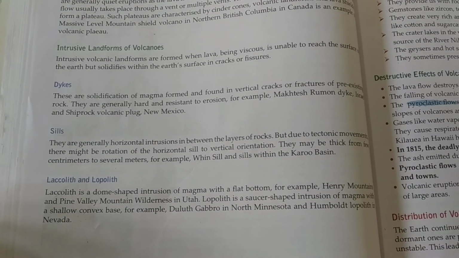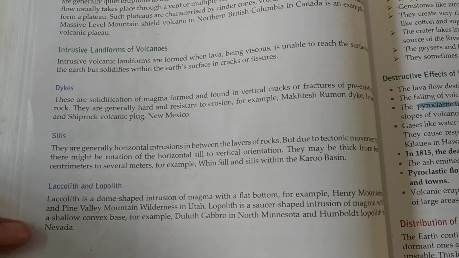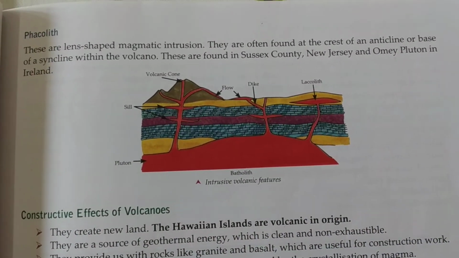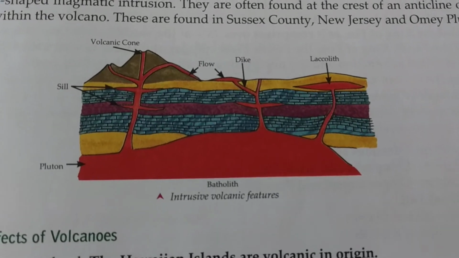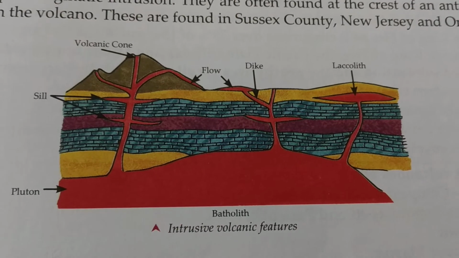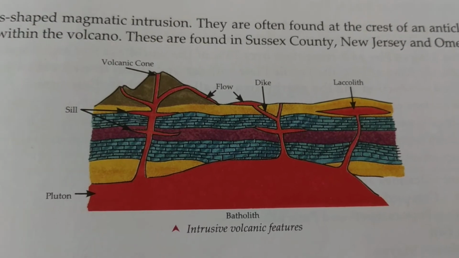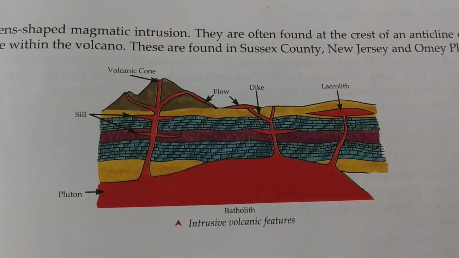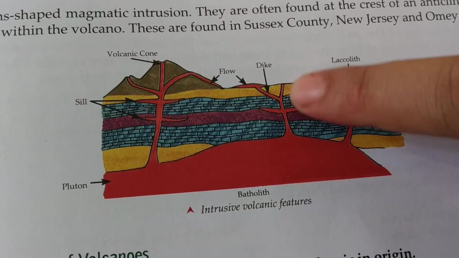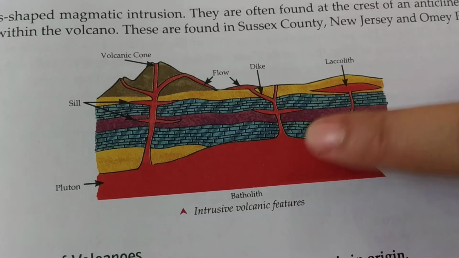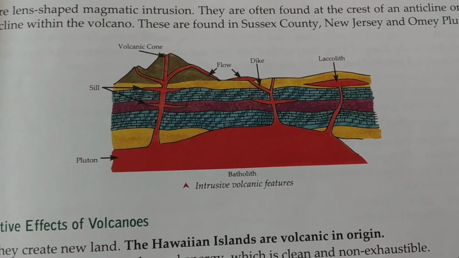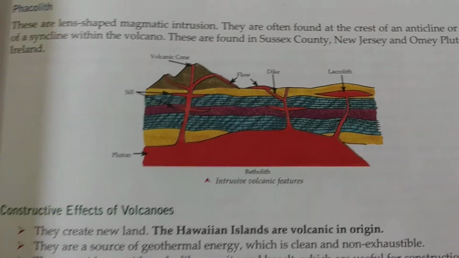Now on page 61 of your book, one picture is there. Try to see. The dikes you all have read just now are the vertical cracks or fractures. Now see, these things, vertical. So when magma gets solidified inside the earth vertically, then it is called dikes.